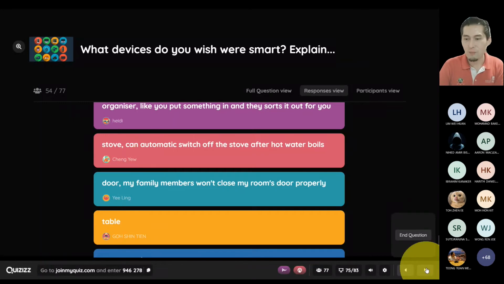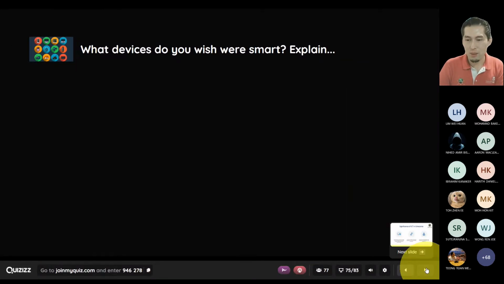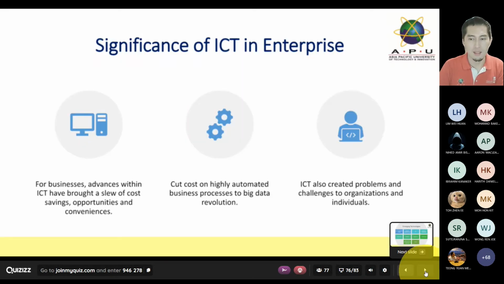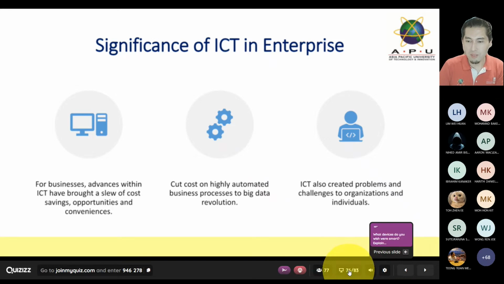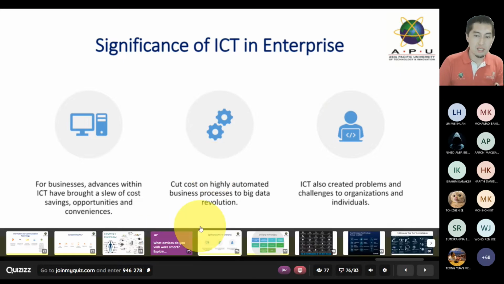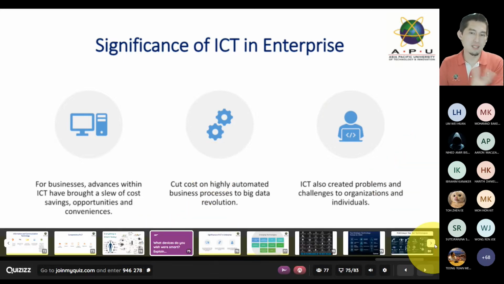All right, awesome. Thank you, everyone, for responding. Oh my, it's already 6:30. Let's see. I only have a few more slides left, so please bear with me. We'll finish this, and then towards the end is just emerging technologies and some infographics to share with you.